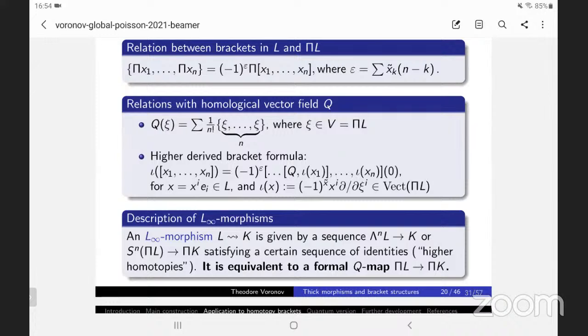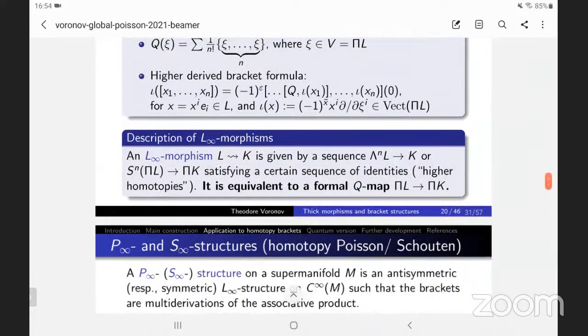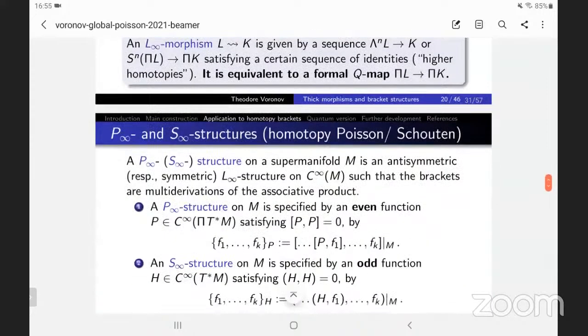But they all can be packed into a single identity: that the map for which all these multilinear maps are Taylor coefficients relates two vector fields. So as a differential geometer, I prefer this description. It is very simple. I have two vector fields, and it is very easy to write down the condition for a map so that two vector fields are related by this map. Okay. And that's what we're going to do here for P infinity, S infinity structures.